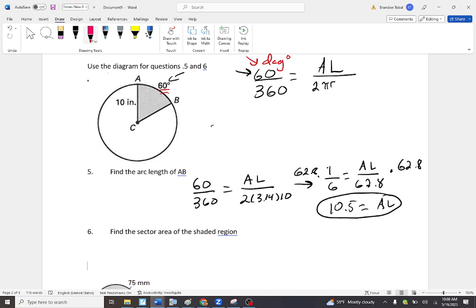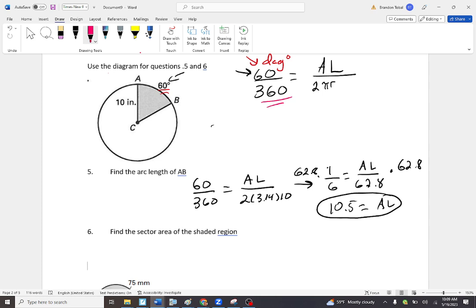This part is always 360. Why is it always 360? Good, because we always compare part over a whole. If you remember percentages, it's part over whole. If you remember fractions, it's part over whole. It's the same thing here. The part I'm looking at, 60 degrees, over the whole thing, 360, a full circle.